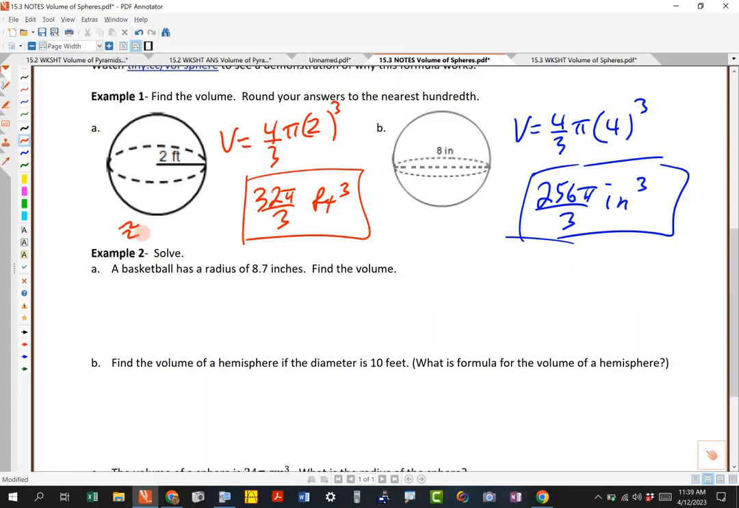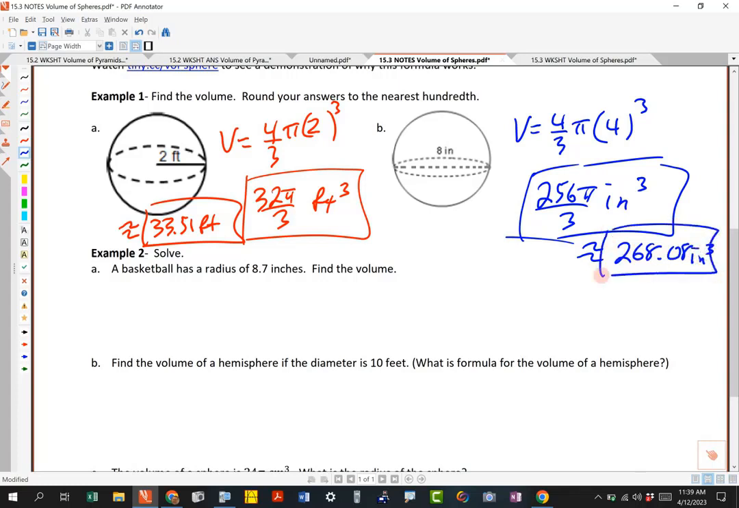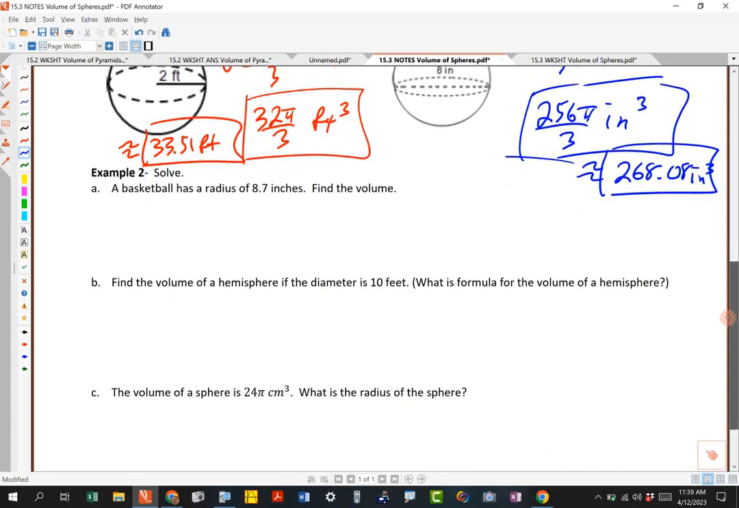Because I did the same one. I typed it later too. Anyway. 33.5. 33.51. Is that rounded the right way? 68.08. Yes. Don't just screw around. I know how to round. Wilson, what'd you get on this one? On the second one. 268.08. No, you didn't. You gotta round. Oh, okay. Yeah, I forgot to. We in good shape with the decimals?